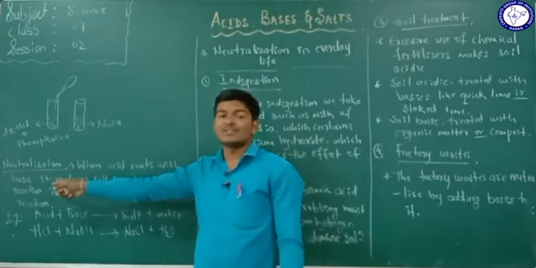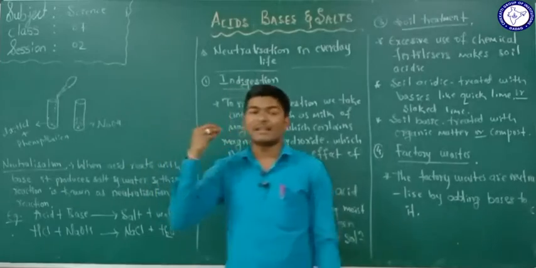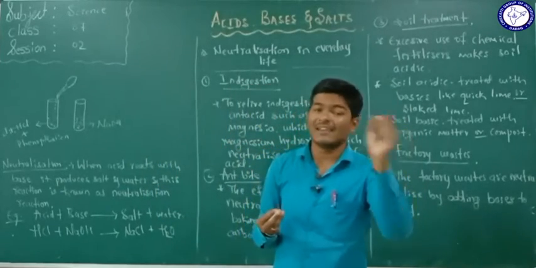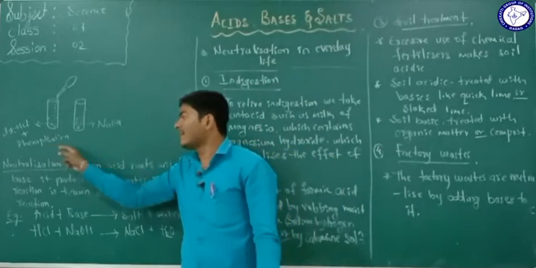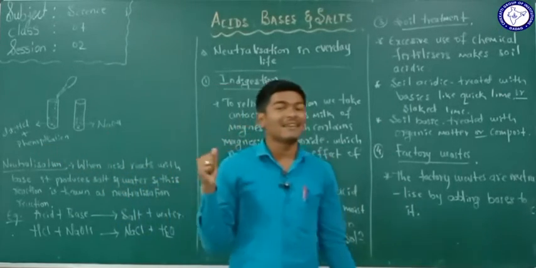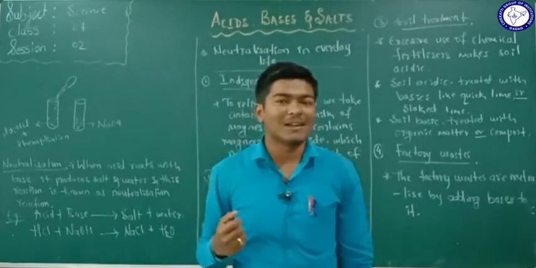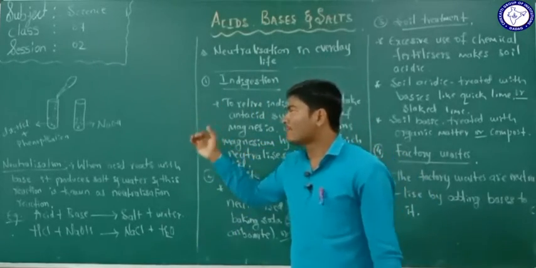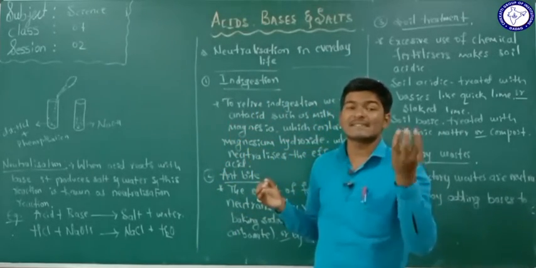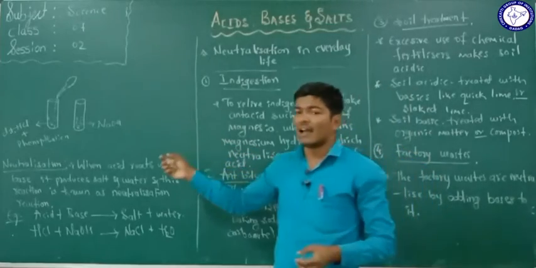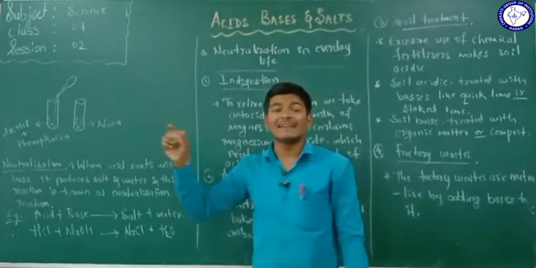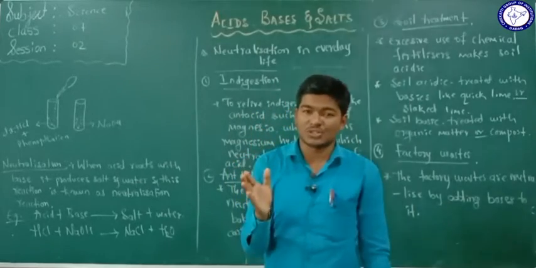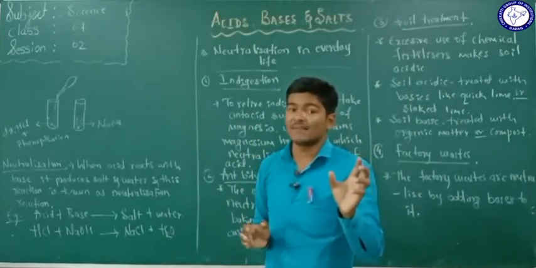a neutralization reaction. See, I am using one indicator here, that is nothing but a chemical indicator, phenolphthalein indicator. What are the properties of the phenolphthalein indicator here? When phenolphthalein indicator is mixed with an acid, or when we test with an acid or a neutral solution, it doesn't change the color of the solution.